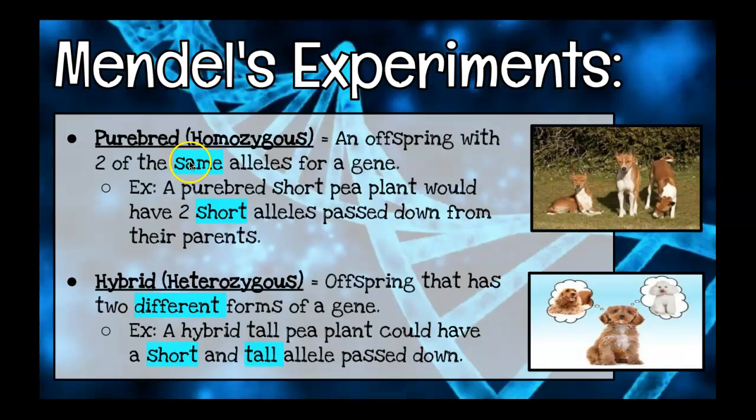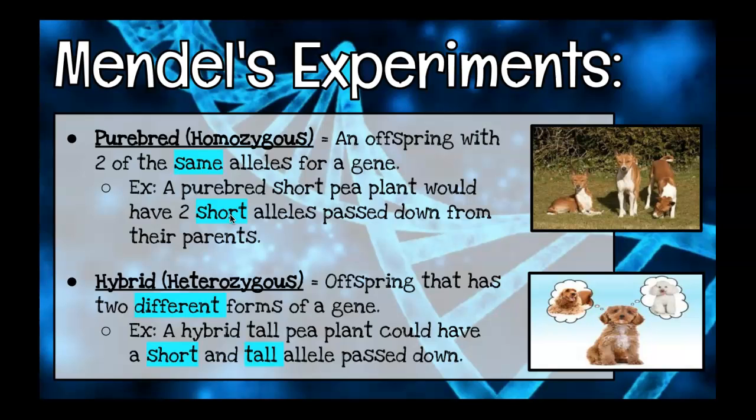The prefix homo stands for same. Okay? So an example would be if you had a purebred short pea plant, then if it was purebred for the trait of shortness, then it would have two short alleles that were passed down from mom and one passed down from dad. The opposite of that is hybrid or heterozygous. Those two mean the same thing.